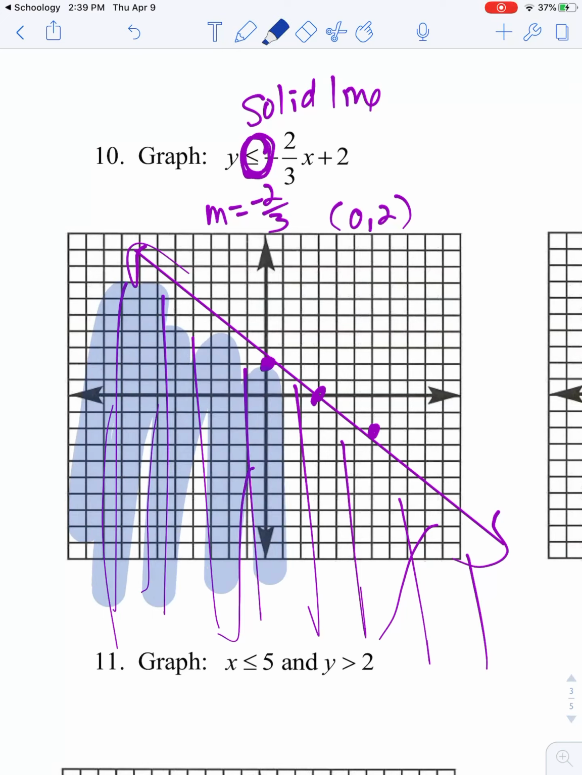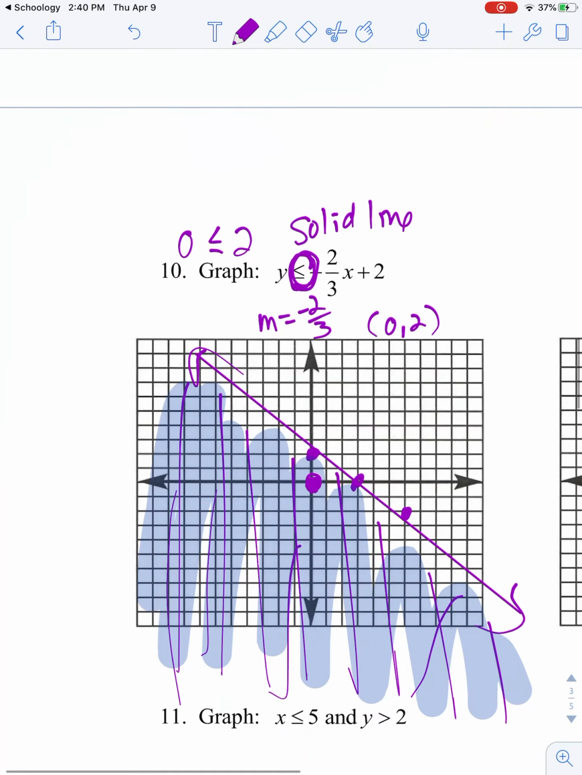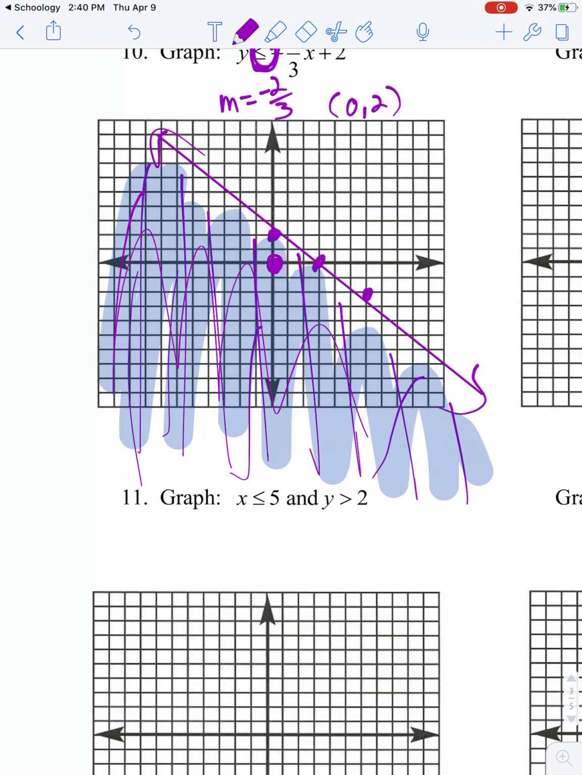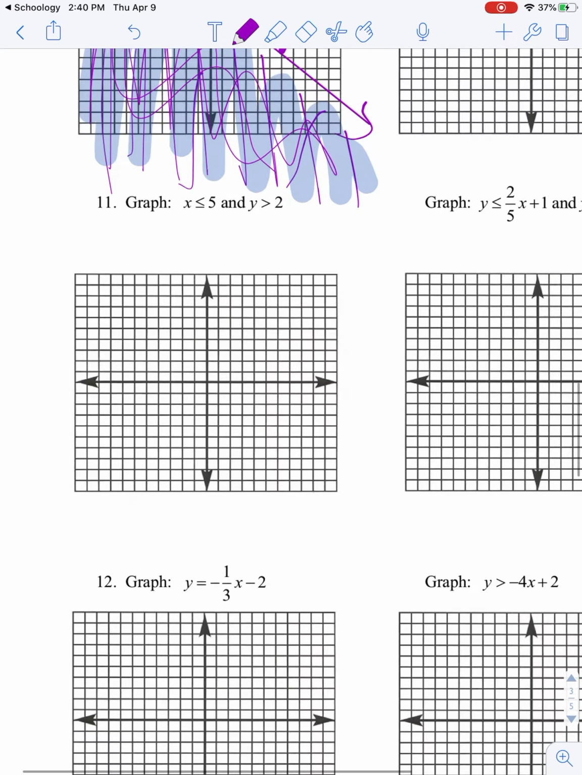Your other option is to find an ordered pair, like in this case 0, 0. If 0, 0 works, so if I plug 0 in for y and I plug 0 in for x, I end up with 0 is less than 2, which is true, so that's part of your shading. Again, you're in that shaded region. Okay? And then you'll do the same thing on the next one, but it's dotted.